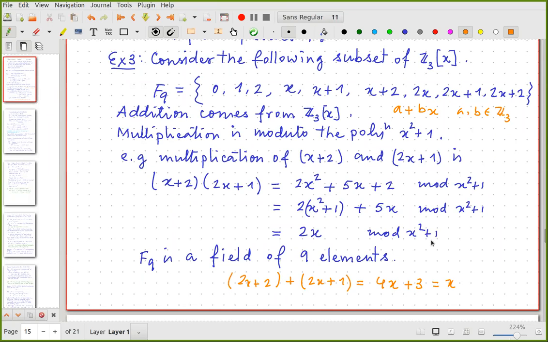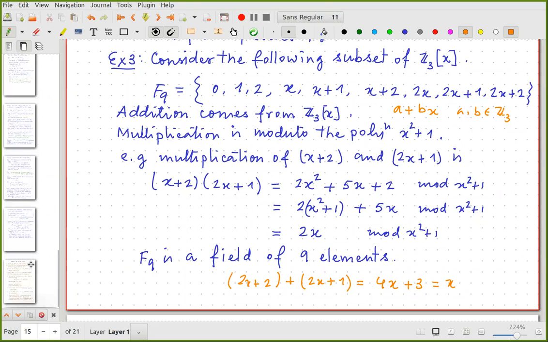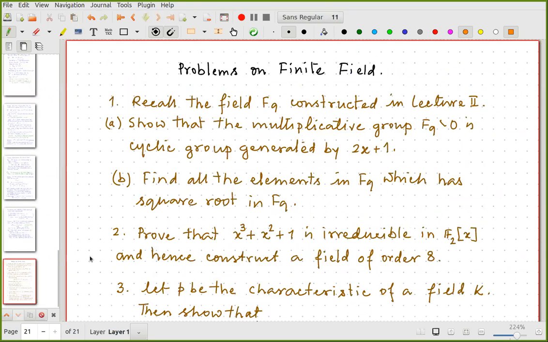If that's the multiplication you define on F9, and the addition modulo Z3, then it's easy to prove that that's a finite field. And we proved last time that the multiplicative group of non-zero elements of a finite field is cyclic. So the exercise was to find the generator for this.